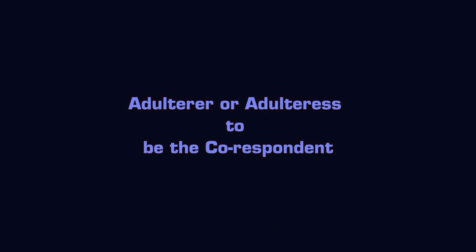Adulterer or adulteress to be a co-respondent in the proceedings of divorce. The Indian Divorce Amendment Act 2001 has substituted the Section 11, and it is provided that in case of a petition for dissolution of marriage has been filed on the ground of adultery, then the adulterer or the adulteress shall be made co-respondent in the petition.